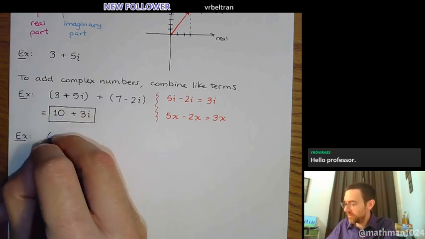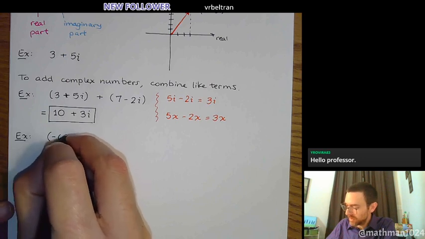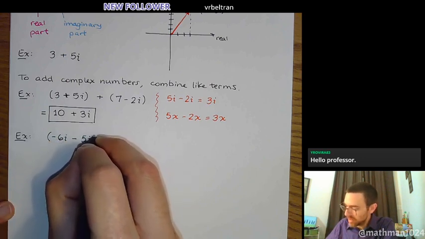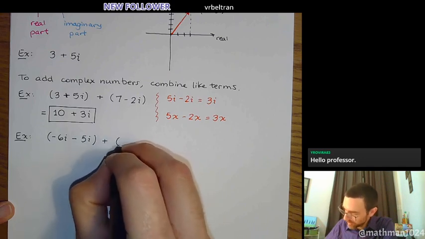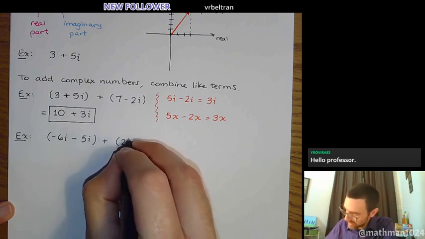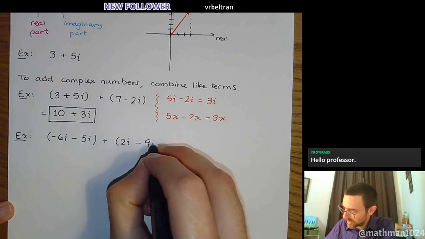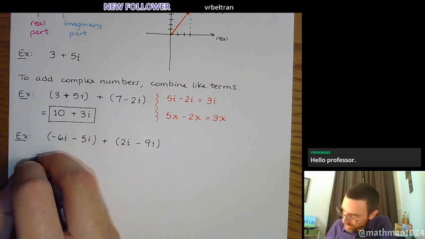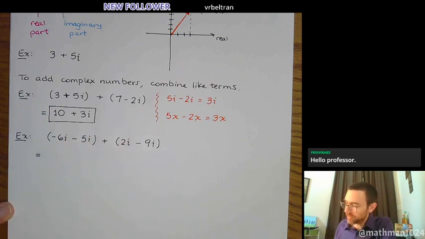So if I have negative 6i minus 5i plus 2i minus 9i. All right, we're adding, so all we need to do is combine like terms.